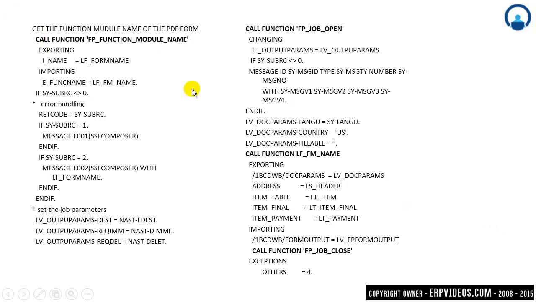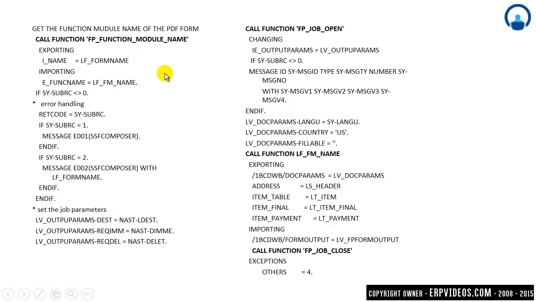So here we'll get the function module name of the PDF form with the help of the function module FP_FUNCTION_MODULE_NAME. Under the exporting parameter, for the I_NAME parameter we'll have to pass the form name. Then under the importing parameter we will pass the variable where we have stored that particular function name. Then after that we'll have to set the job parameters like the output parameter names. These are the output parameters which we have set for this particular function module.